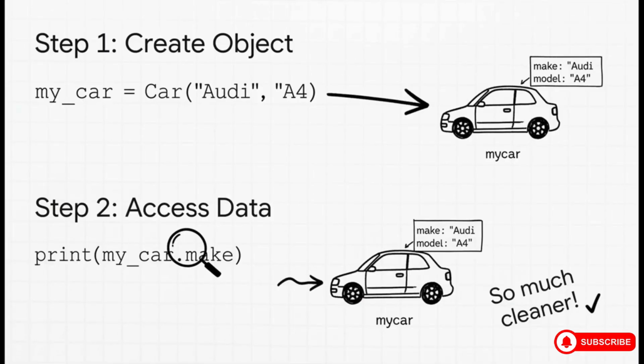And here it is, the moment we've been building up to. We create an actual car object by calling the class name just like a function. The variable myCar is now an instance of the Car class. We pass in Audi and A4, and our __init__ method gets to work, setting up the object's attributes. Then we can access that data using this simple, clean dot notation, myCar.make. Look at that, so much cleaner.